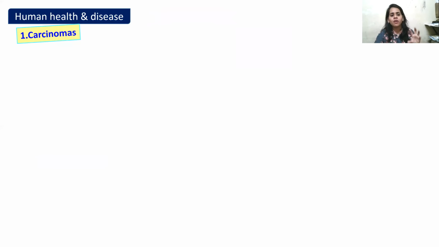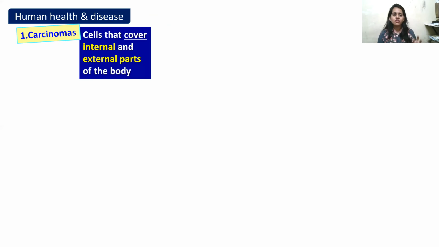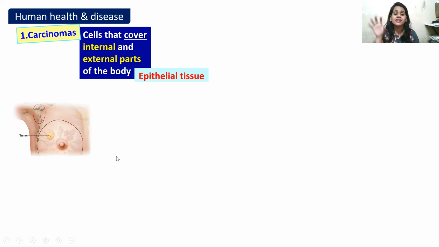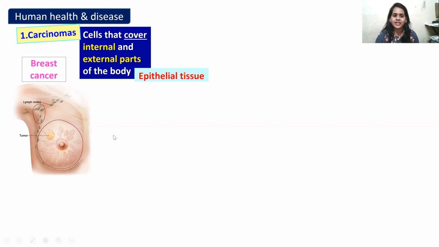So first we are going to talk about carcinoma. So what is carcinoma? Cells that cover internal and external parts of the body. So if the cancer has developed in the internal and external parts of your body where there is an epithelial tissue, that will fall under the category of carcinoma. Is it clear? Are you getting it? So what is carcinoma? Cells that cover internal and external parts of the body where there is an epithelial tissue, that is called carcinoma.